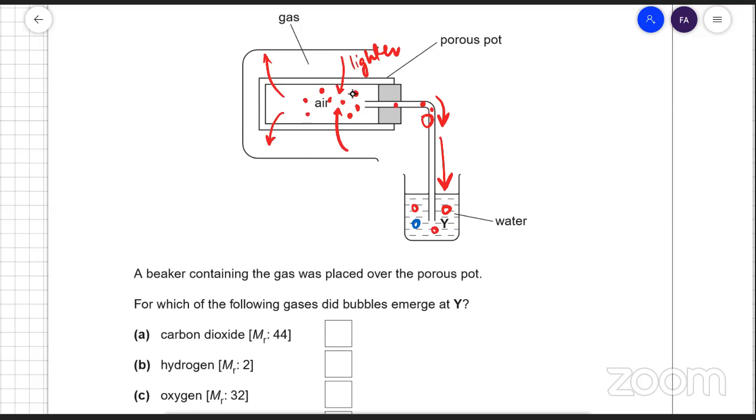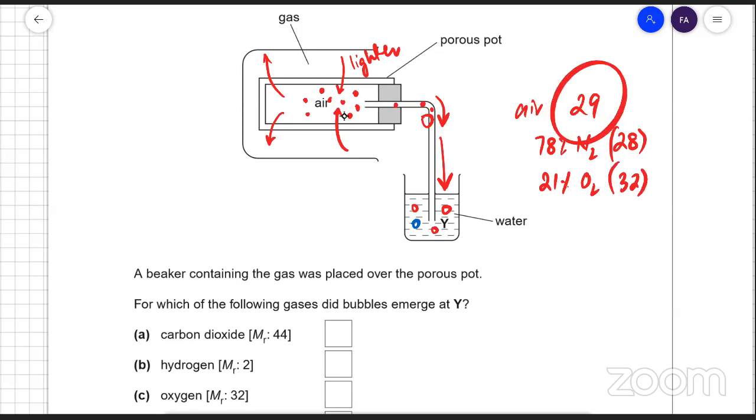So there's air leaving the porous spot and there's air or some other gas that's entering the porous spot. You want the gas that's entering the porous spot to enter at a faster rate. You want that part to speed up. More gas needs to enter. And so it has to be lighter than air because the lighter the gas, the faster it is. Now, what is air? Air, remember, has an average Mr of 29 because air is 78% nitrogen and 21% oxygen. So it's the average of 28, which is nitrogen, and 32, which is oxygen. When you take the average, you get something around 29. So 29 is the approximate average Mr of air. So it has to be less than 29.